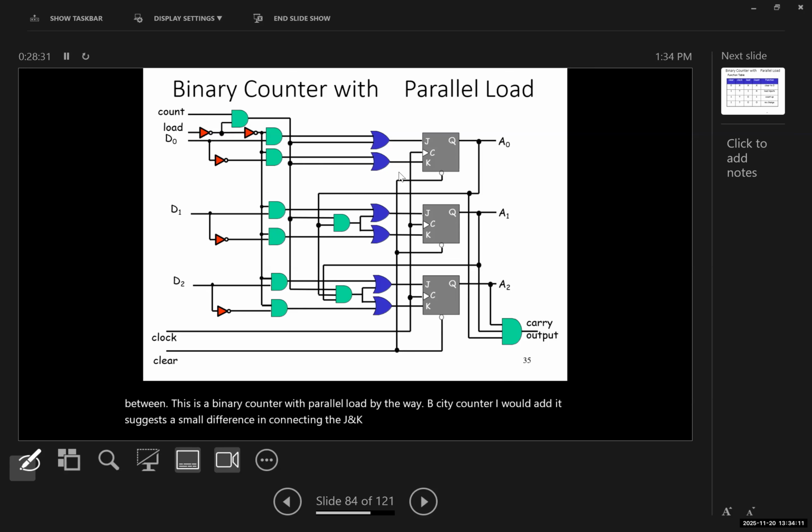Now for a binary counter with parallel load, again, we have the count, the load, D0, D1, D2, and the clock and the clear. And we can load this counter. The previous counters, we cannot give it a predetermined input. We can't say, oh, start counting from 4, for example. We can just reset it to start from 0. For a parallel load counter, we can say, for example, start from 232, start from 300. But for a normal counter, we can just reset it to start from 0.